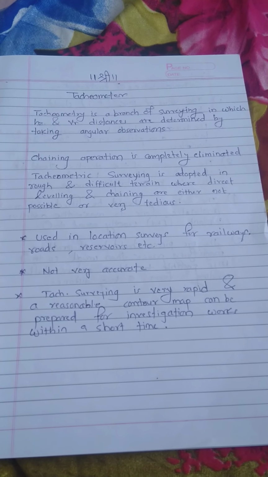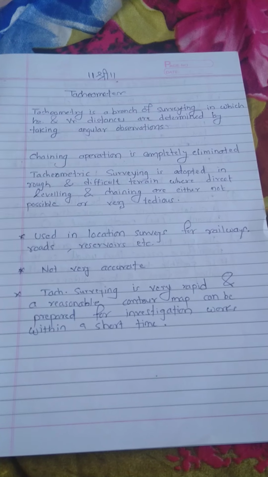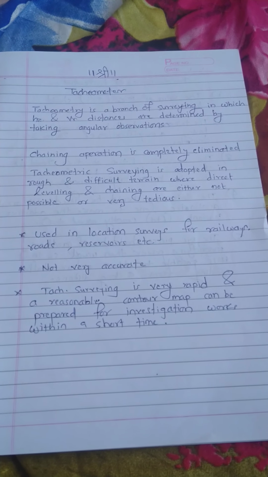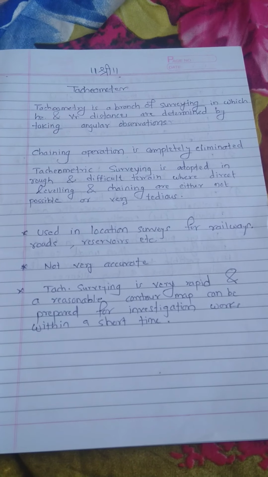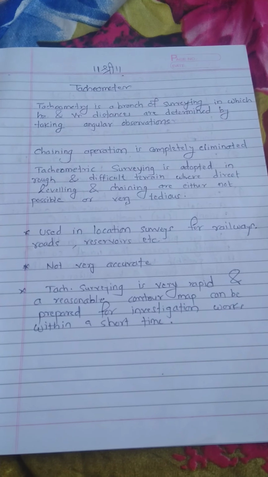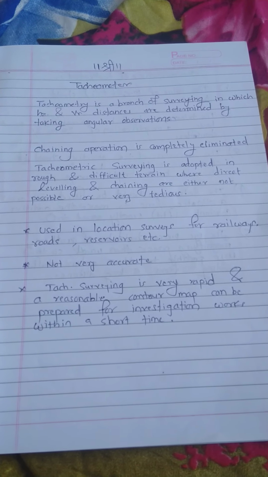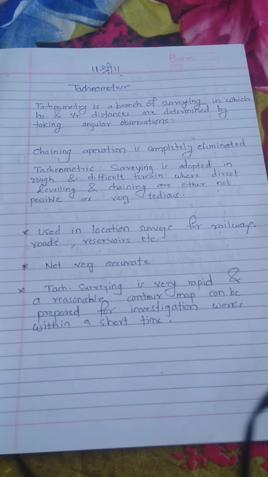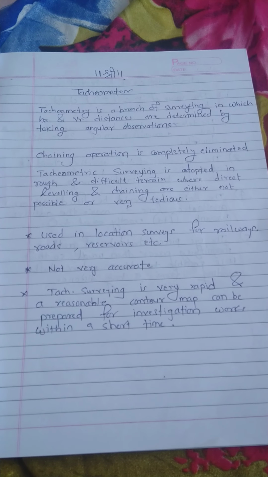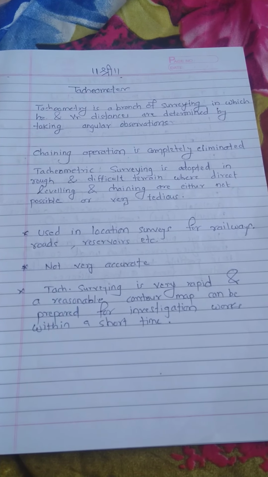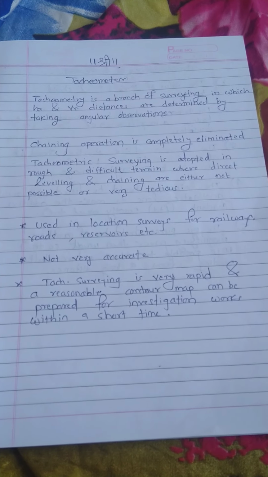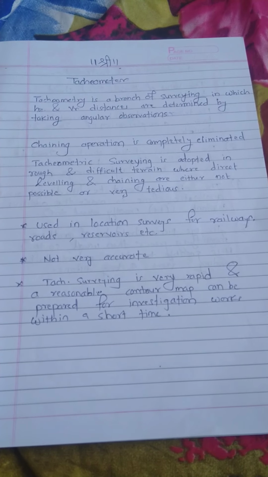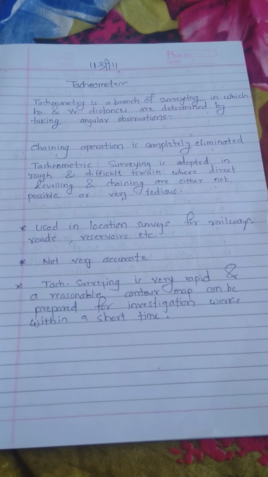Here, using chain and tape, distances are measured directly, but where it is not possible to use chain and tape, such as where there is a steep slope or broken ground. At such locations, it is not possible to carry out linear measurement using the conventional method of chaining and taping; it fails there. So, the chaining operation is completely eliminated. Chaining operation is not conducted in tachometry.